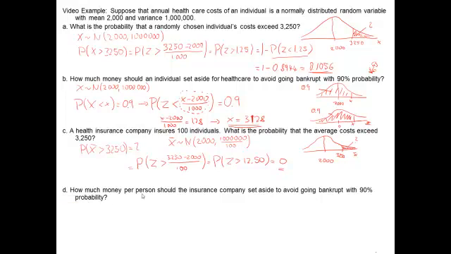How much money per person should the insurance company set aside to avoid going bankrupt with 90% probability? So we need to find a number such that the average healthcare costs are less than that number with 0.9 probability. We know that X bar is distributed normal with mean 2000 and variance 1 million over 100.